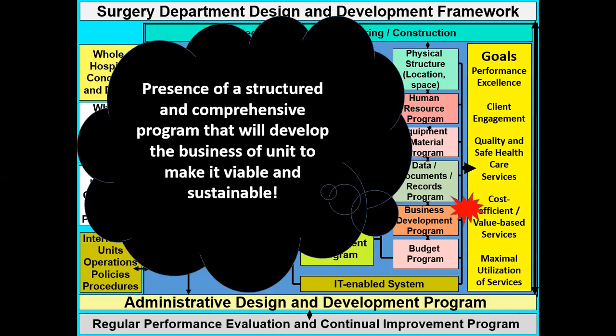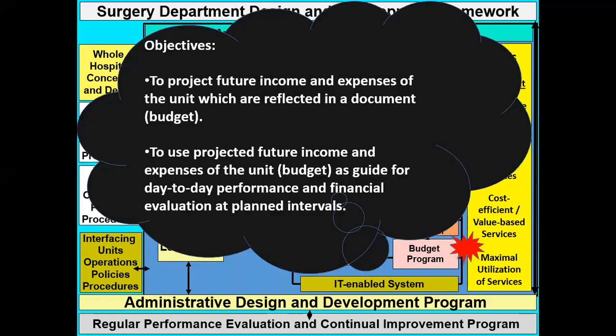As to the business development program, there must be a document showing the presence of a structured and comprehensive program that will develop the business of the unit, which is the Department of Surgery, to make it viable and sustainable. Budget program: a document showing a budget that projects the future income and expenses of the unit, and the budget is used as a guide for day-to-day performance and financial evaluation at planned intervals.